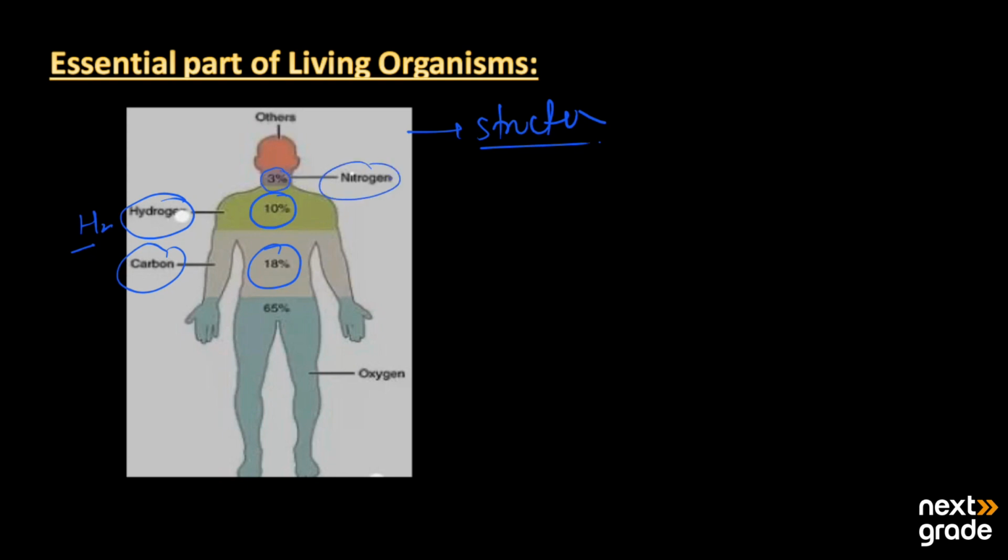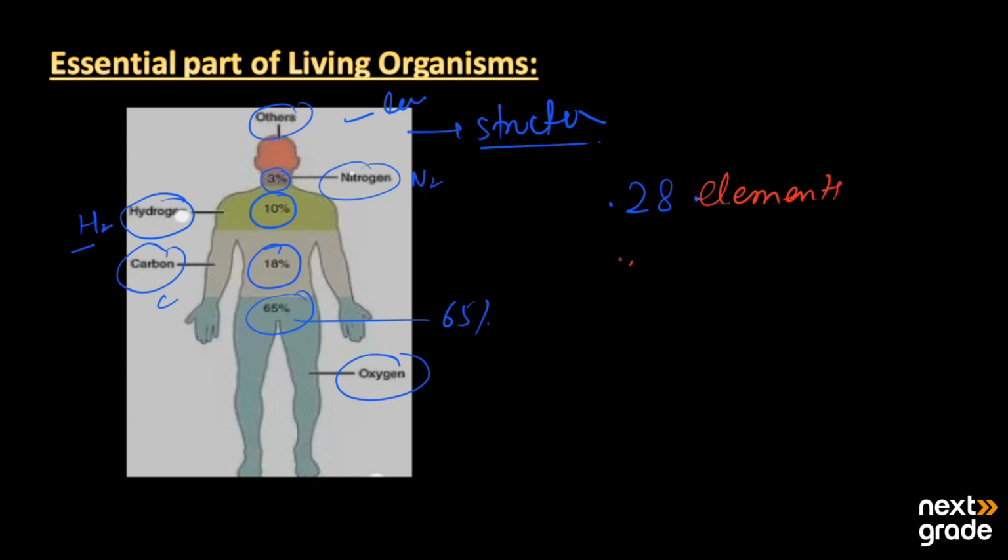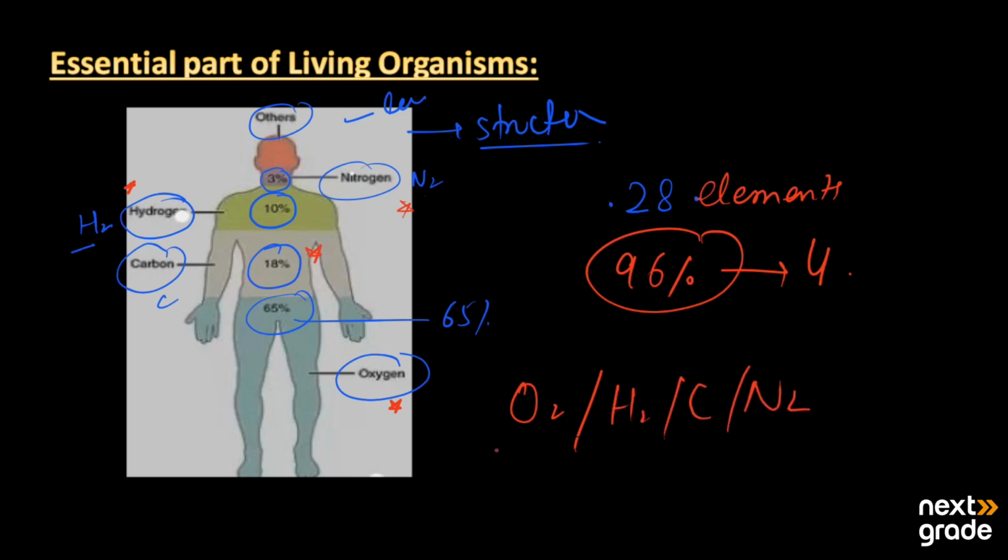Nitrogen makes up 3%. And here we have oxygen, which makes up 65% of the body, and the others are very little. So in this way they are an essential part of living organisms, because the human body is in total made up of 28 elements. But among all these elements, 96% of the mass of the human body is made up of just four elements: oxygen, hydrogen, carbon, and nitrogen. So they are an essential part of living organisms.